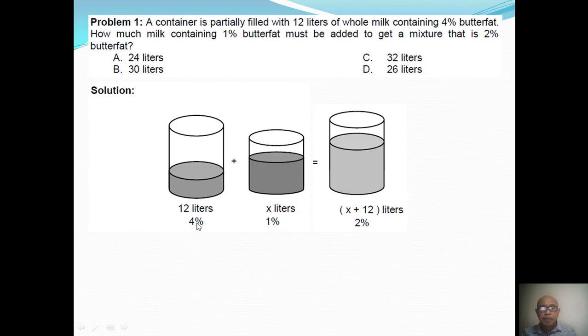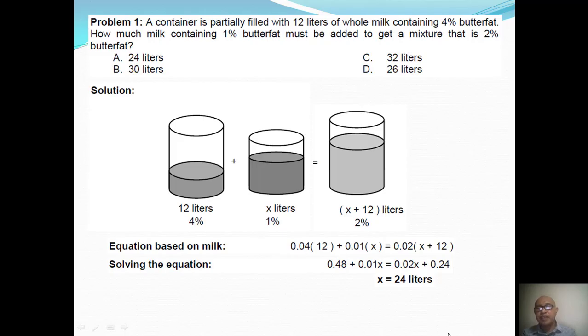0.04 of 12, no? 4% plus 0.01 of X is equal to 0.02 of (X plus 12). And from this, we can solve for X. And that is equal to 24 liters.